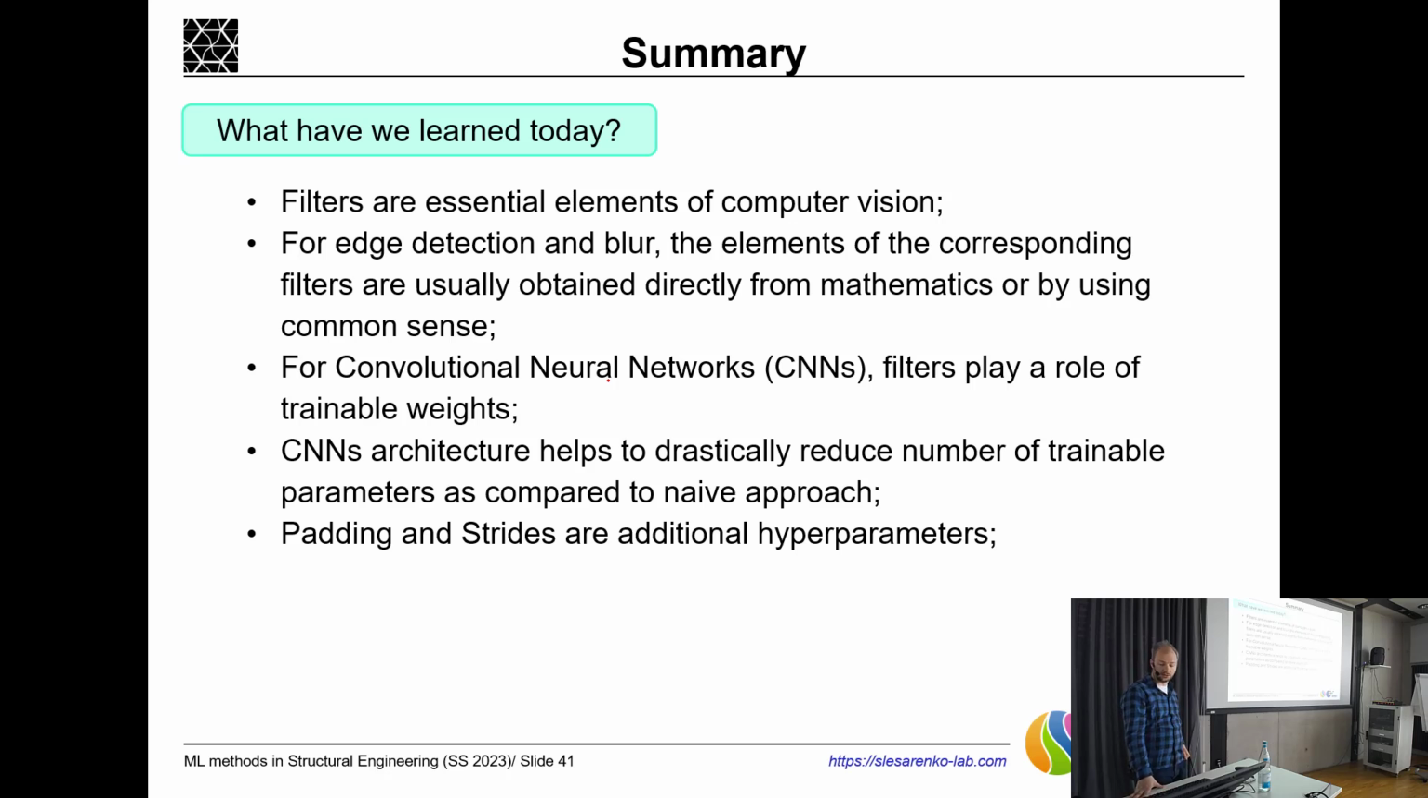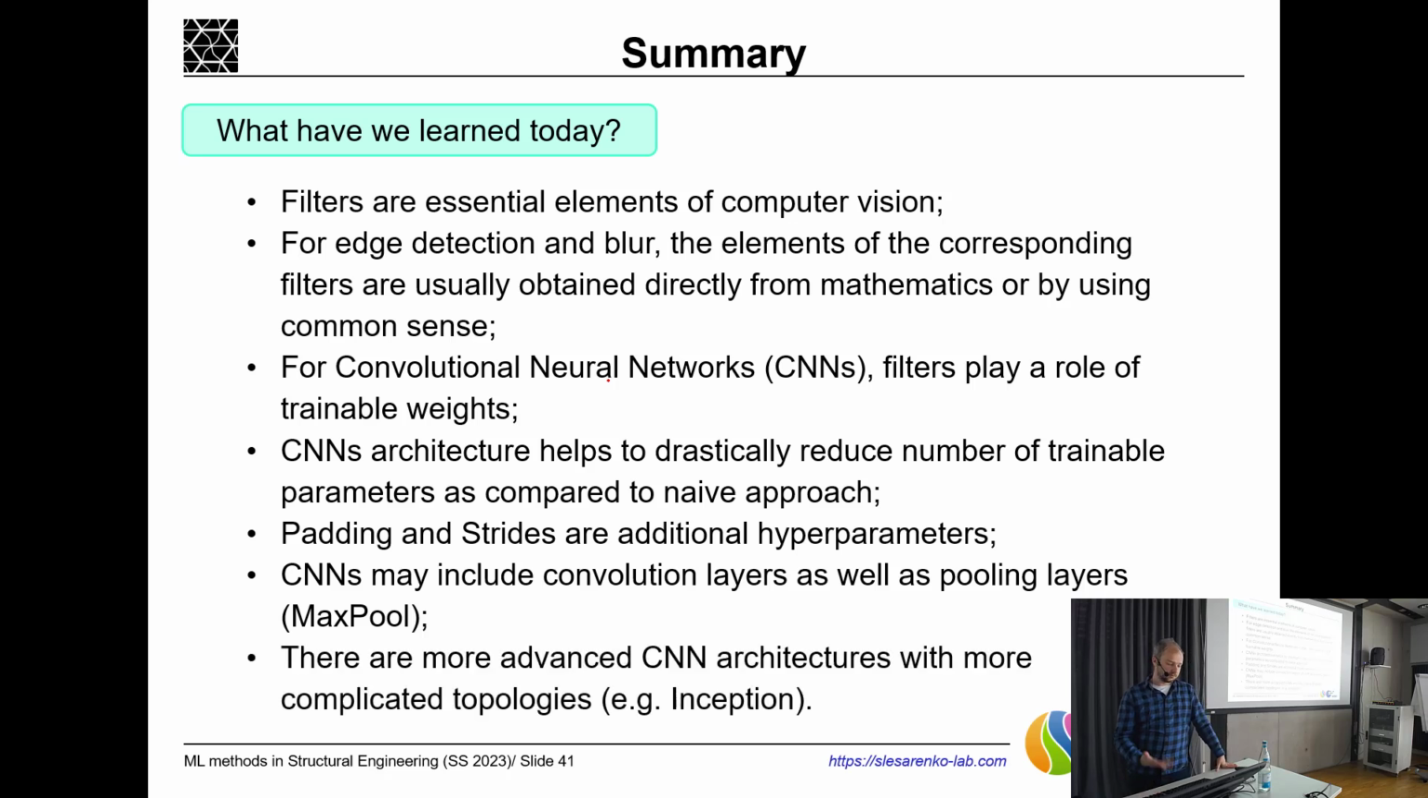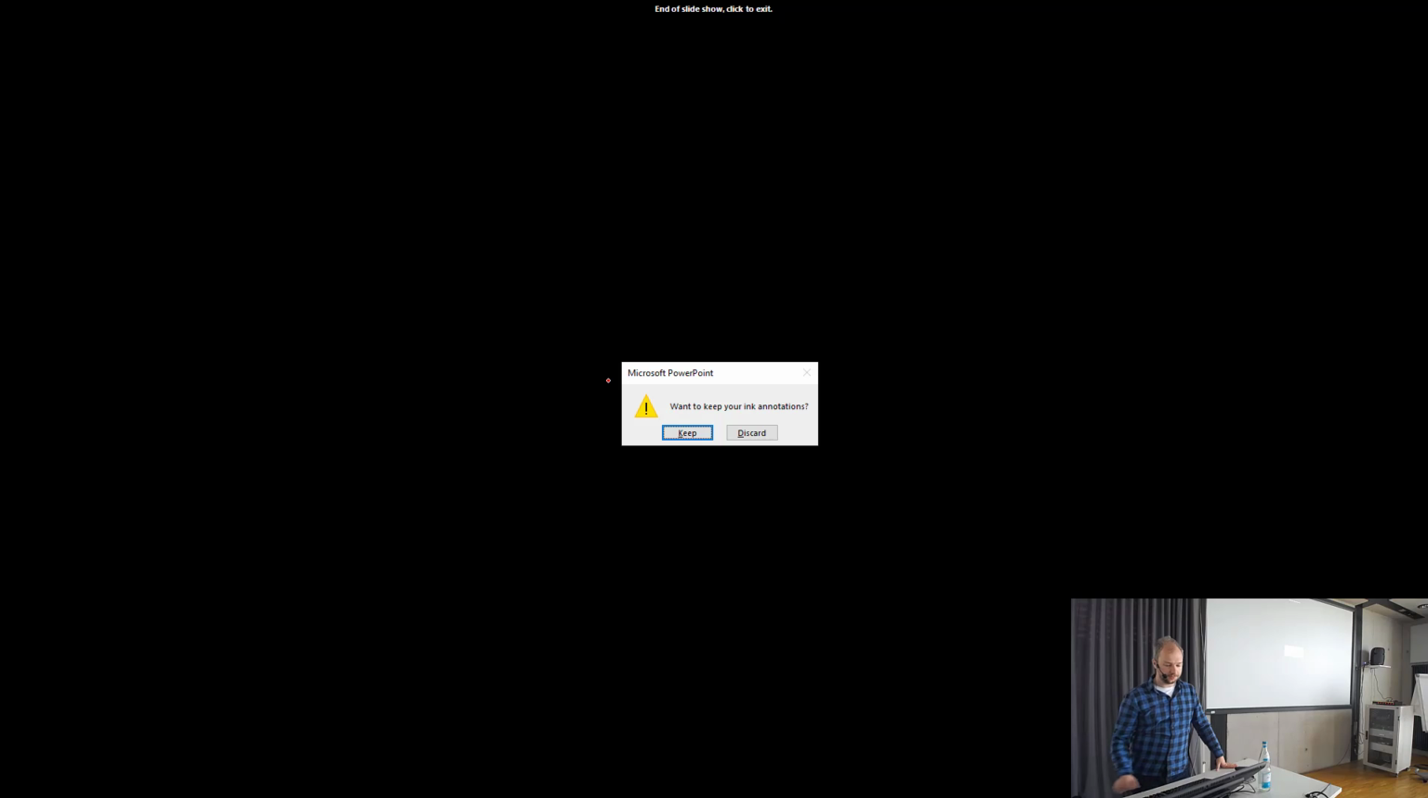Again, these are basically just tools. For us, CNNs may include convolution layers as well as pooling layers, for instance max pool; we already discussed average pooling. And finally, there are more advanced CNN architectures with more complicated topologies, and Inception is one of them. There are more and more right now, but we will not even talk about that because there is no point. You either implement them or you try to mathematically understand what's happening, and we are not going to do that. So on that, I think we are done with the lecture.